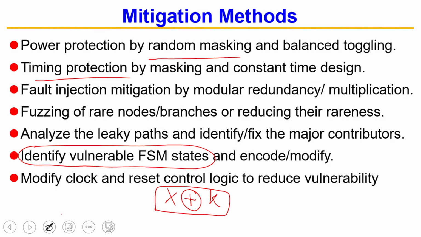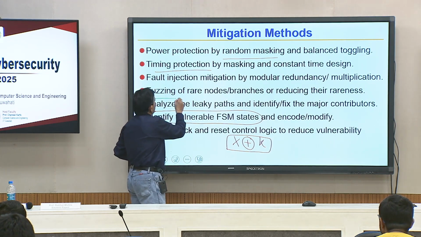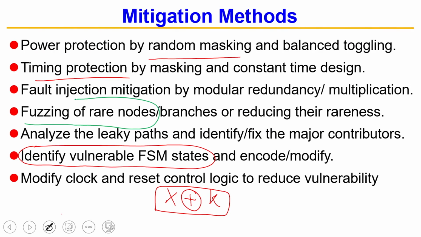Then fault injection by modular redundancy and multiplication. This one we already talked about, the rare nodes and branches. We talked about whether you can reduce the rareness of the design and then do the check. And leaky paths we talked about: if we can compute leaky paths and the designer gets to know about it, then the designer will try to see how to stop, patch or add some stuff to make sure those leaky paths do not exist anymore, right.